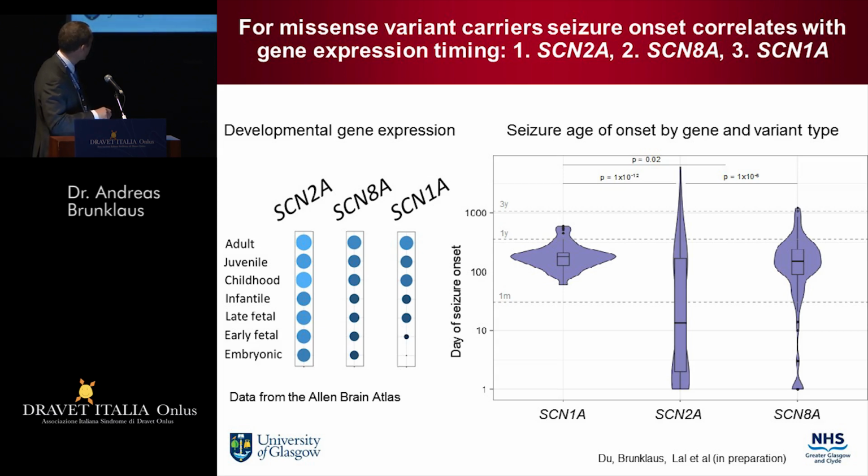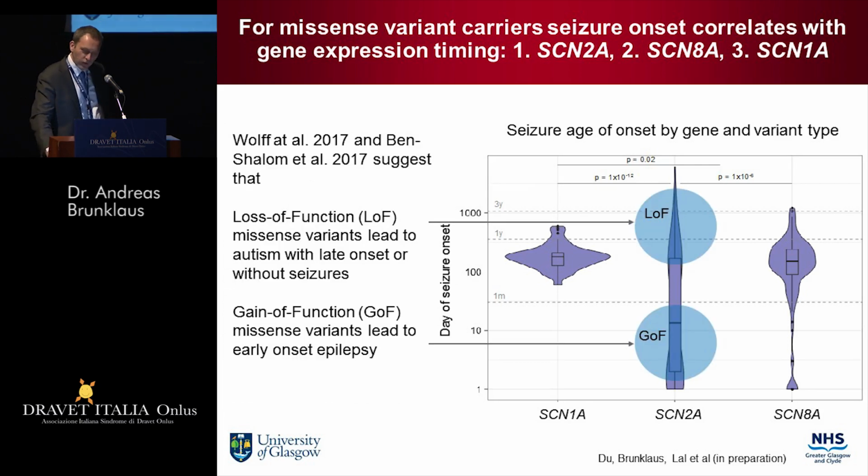So we find the earliest expression and presentation of children with early onset seizures is in SCN2A, which is then followed by SCN8A, and then lastly by SCN1A, and this is for missense variants. And if we now compare this, and this is really also the work by Marcus's group, in this group here, we've got mainly gain of function variants, and here we've got mainly loss of function variants, and those are present later.